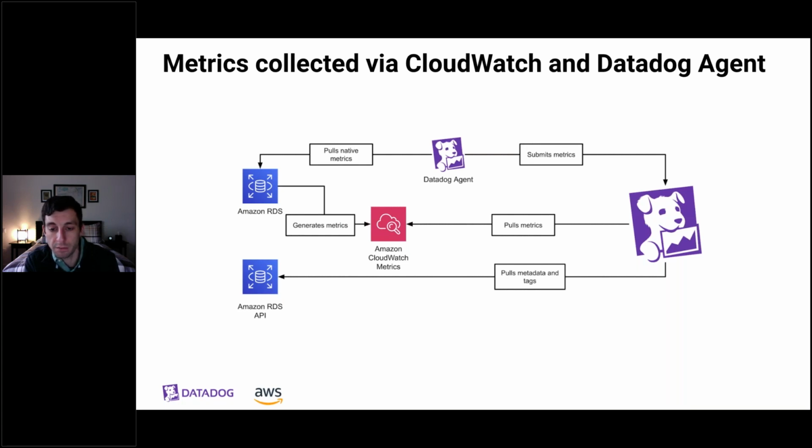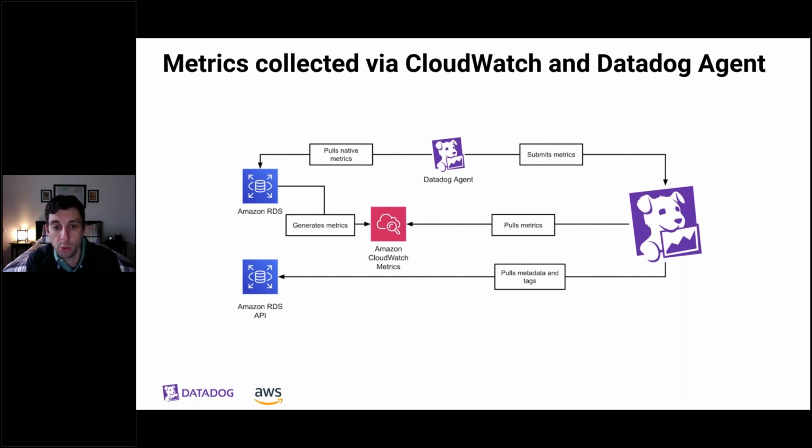So as part of our Datadog AWS integration, we can pull in all those metrics from CloudWatch. We'll automatically pull the CloudWatch APIs on a regular basis and ingest all those available metrics into Datadog that are being emitted from your RDS instances.